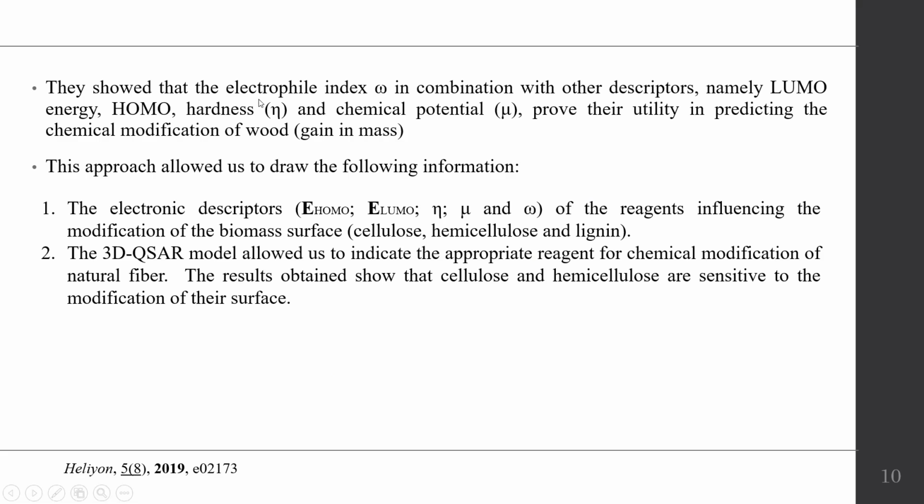They showed that the electrophilicity index omega in combination with other descriptors, LUMO energy, HOMO, hardness eta, and chemical potential mu, proved their utility in predicting the chemical modification of wood by gain in mass. So these approaches allowed us to gain information like electronic descriptors, energy of HOMO, LUMO, eta, mu, and omega of the reagent influencing the modification of the biomass surface. Then the 3D QSAR model allows us to indicate the appropriate reagent for chemical modification of natural fiber. The results obtained show that cellulose and hemicellulose are sensitive to the modification of their surfaces. Okay. Thank you.